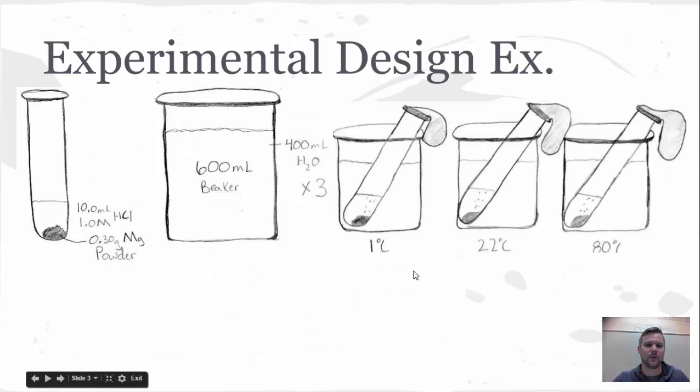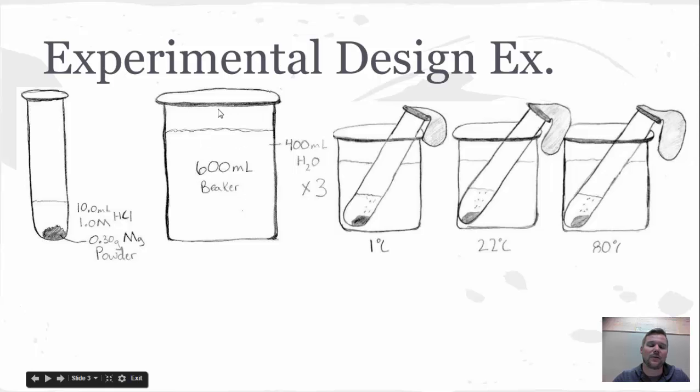So here's an example. On the left-hand side of the screen, we have a test tube. Inside that test tube, we have a specific quantity of magnesium powder, and we have a specific volume of hydrochloric acid, and then that acid has a specific strength. So these three things, the volume, concentration, and mass of the powder, are controlled variables because they're all going to be the same for each of these three test tubes.